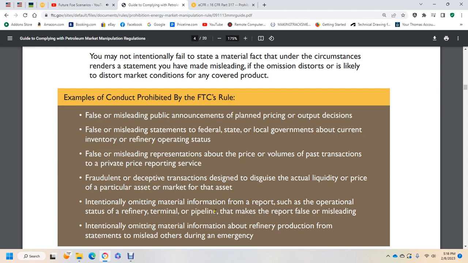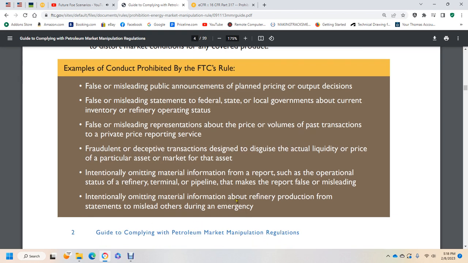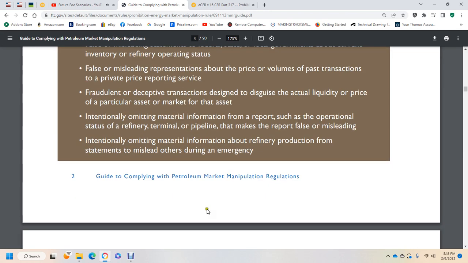Intentionally omitting material information for a report, such as information from the operational staff of a refinery, terminal, or pipeline, that makes the report false or misleading. Intentionally omitting material information about refinery production from statements to mislead others during an emergency.